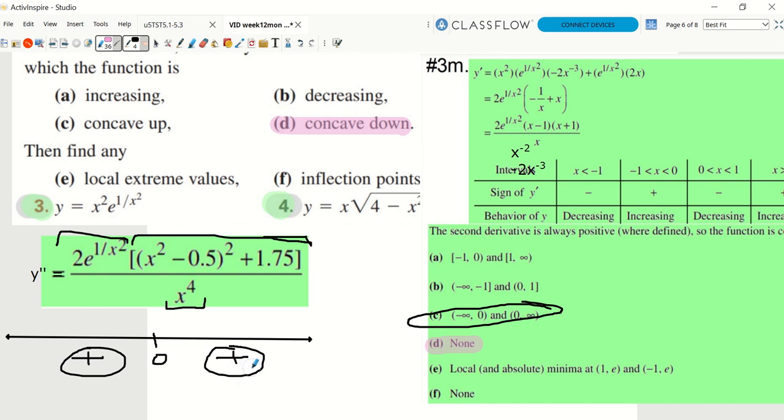Inflection points. We're tempted to say 0 is an inflection point because it makes this undefined. But it's actually not an inflection point because we do not have a sign change. We do not have a sign change.